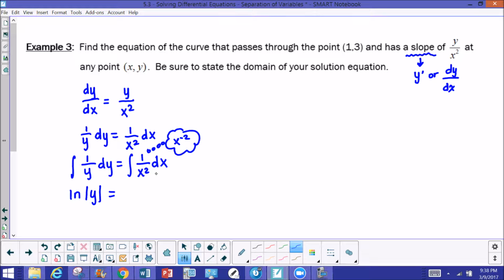X to the negative 1 over negative 1. I want to say that that produces negative 1 over x then, doesn't it? And of course, you can check by taking the derivative and going backwards. And of course, we have a plus c happening after the right side.